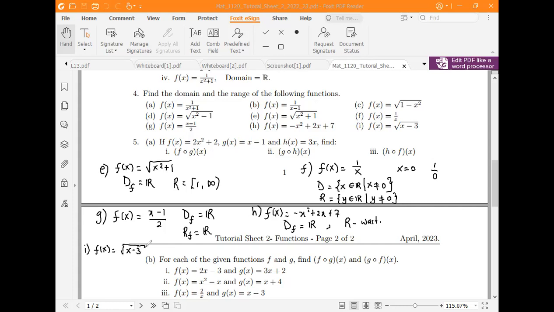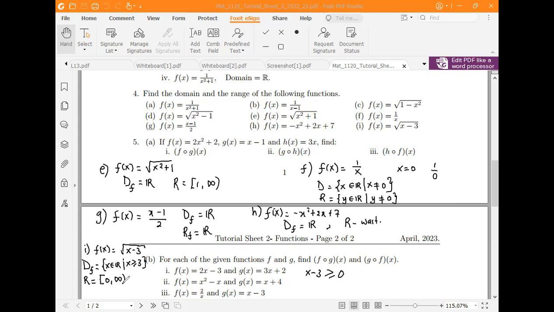What is the domain? The domain of f is x, a real number, such that x minus 3 is greater or equal to 0 because it's in the root. That means x is greater or equal to 3. What about the range? For as long as we are dealing with the root, 0 to infinity.